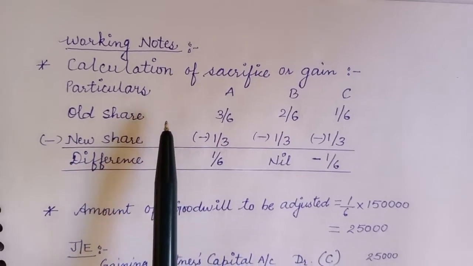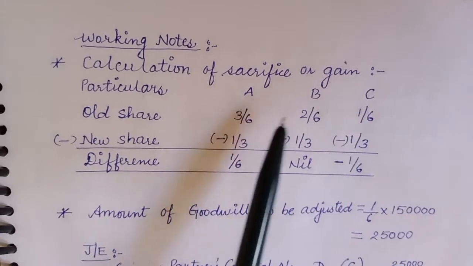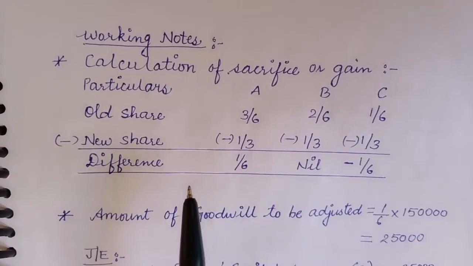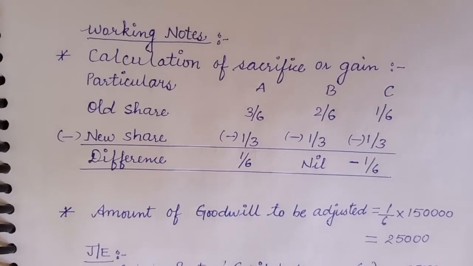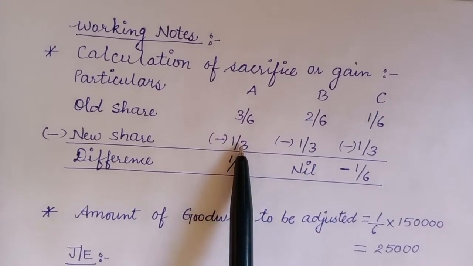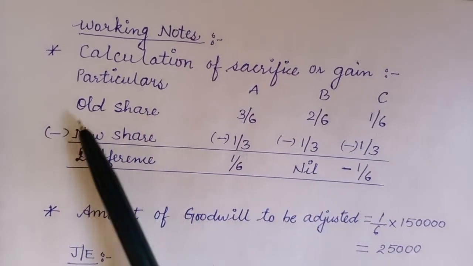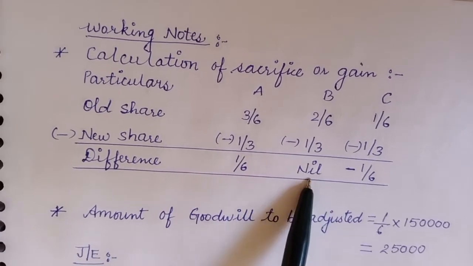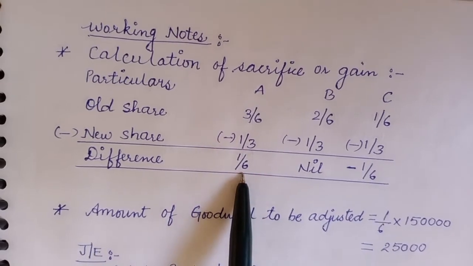The old ratios or the old share of the partners given is 3:2:1. So 3/6, 2/6 and 1/6. And it is given just after the balance sheet that from 1st April 2015, A, B and C decided to share profits equally. So the new shares are 1/3, 1/3 and 1/3. We took out the difference of these old share and new share. So we got the difference as 1/6, here nil and here minus 1/6. So this shows the gain and this shows the sacrifice.